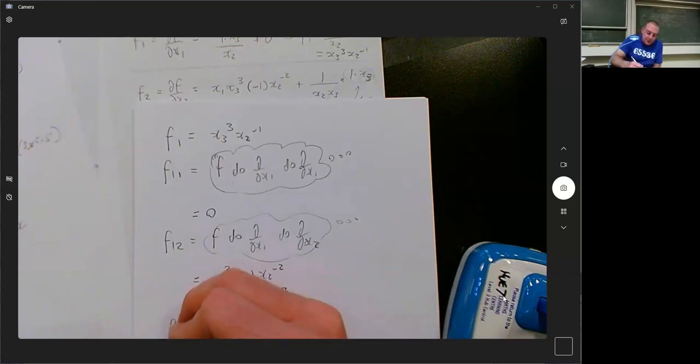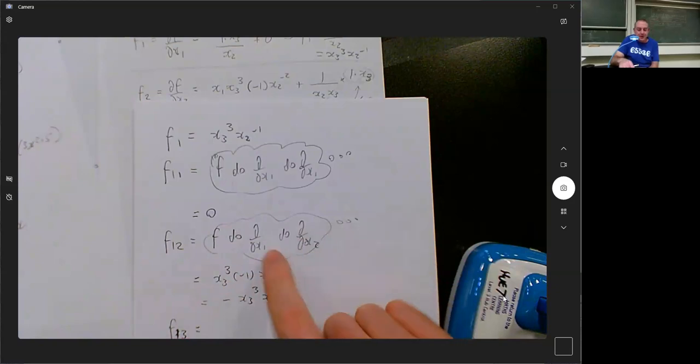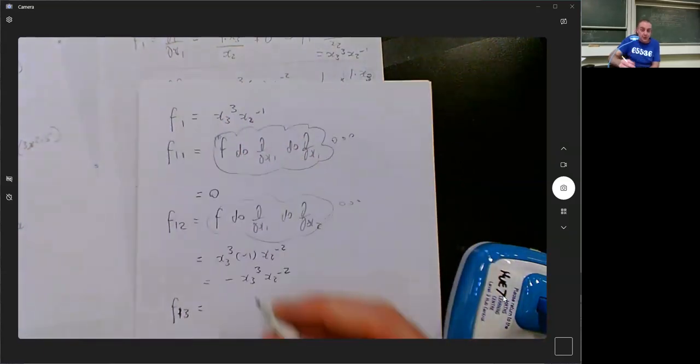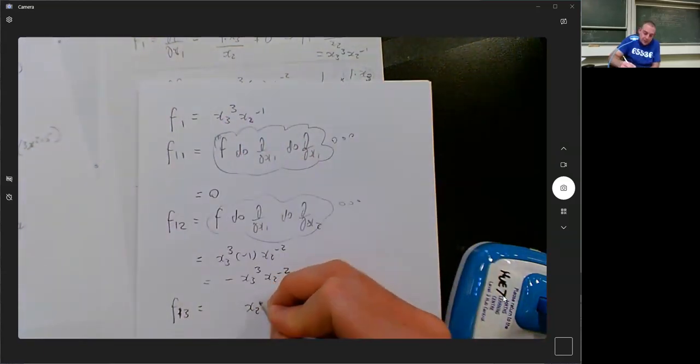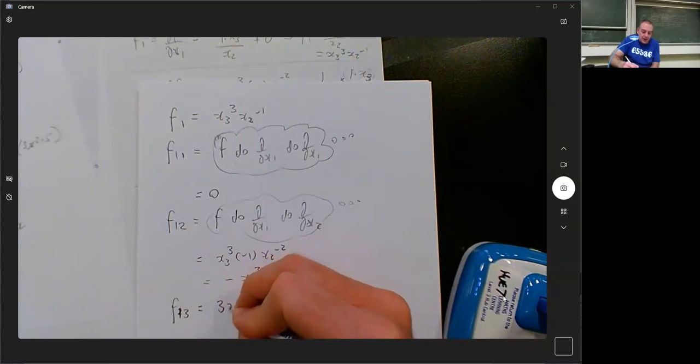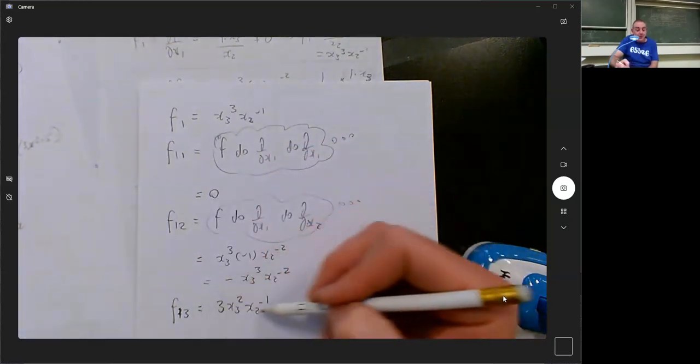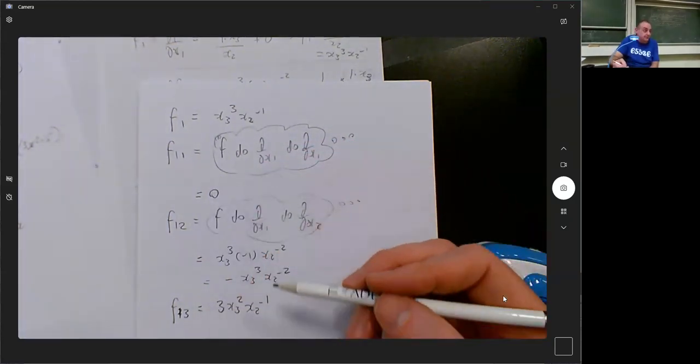And f213 will be do d on dx1 and then d on dx3. We've already done the d on dx1 to get to here, and the d on dx3. The x2 to the minus 1 is a constant multiplied on, so it'll still be there, and the derivative of this is that. And so that's f11, f12, and f13, those three answers.